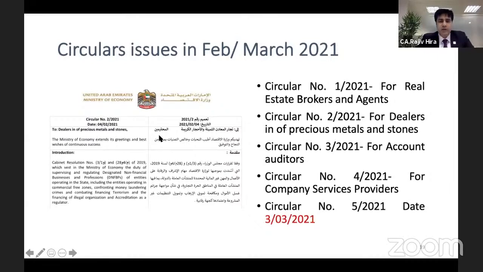So I just gave an example of one of the circulars. The first one is about real estate brokers and agents. The second is about dealers of precious metals and stones. The third is about accountants and auditors. The fourth is for CSPs, company service providers and trustees. So that's where it is.